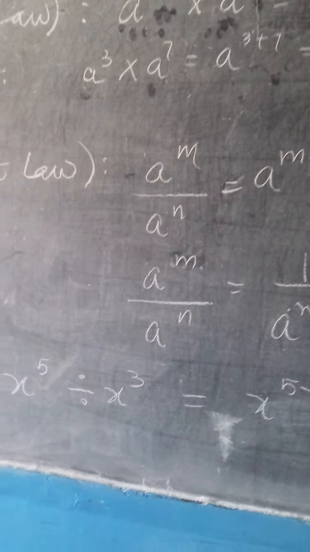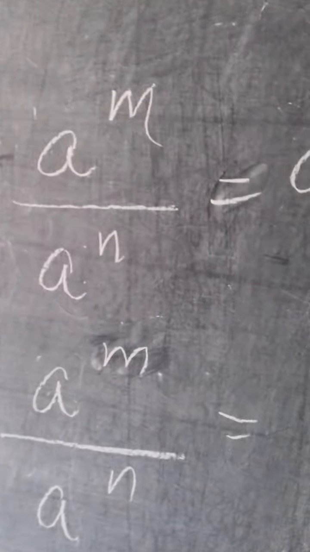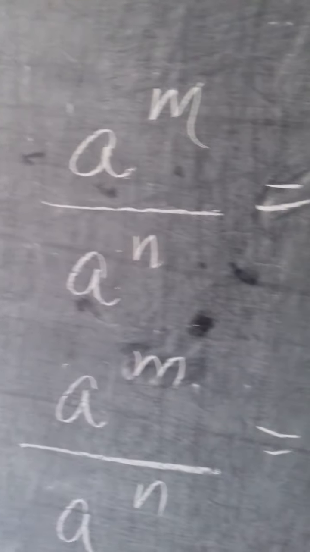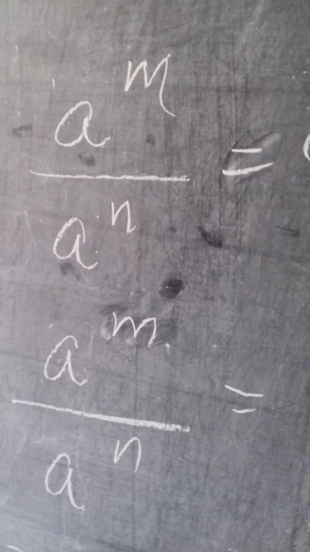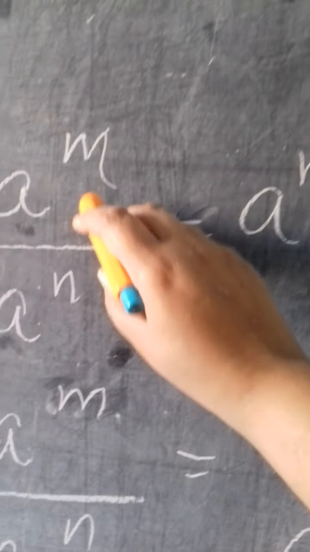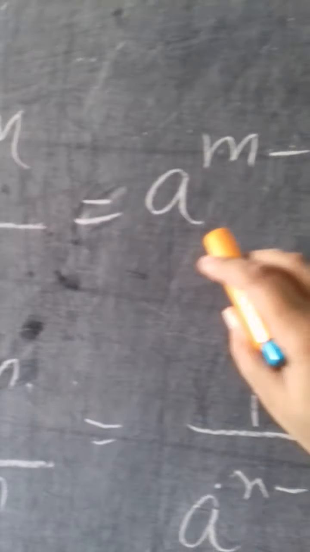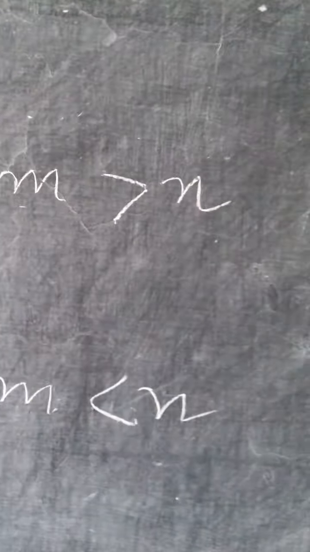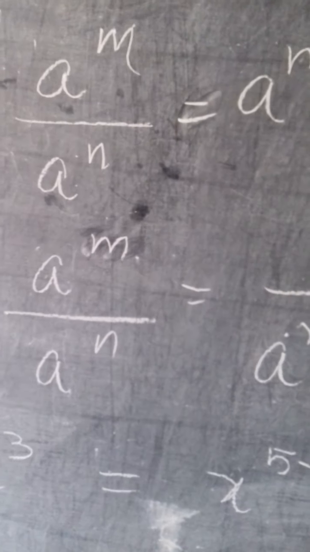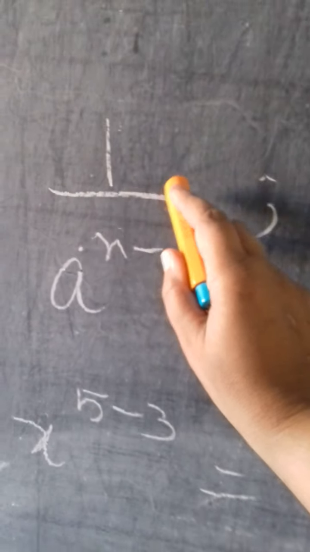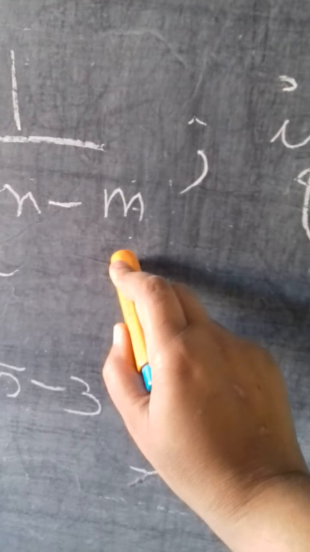Now the second law is the quotient law. When the numbers are in exponent form and one number is dividing the other, if the base is same, then the powers this time will be subtracted. The greater power subtracts the smaller power. If m is greater and n is smaller, then we write a to the power m minus n. If n is greater than m, that is m is less than n, then this m will come down, so 1 upon a to the power n minus m.